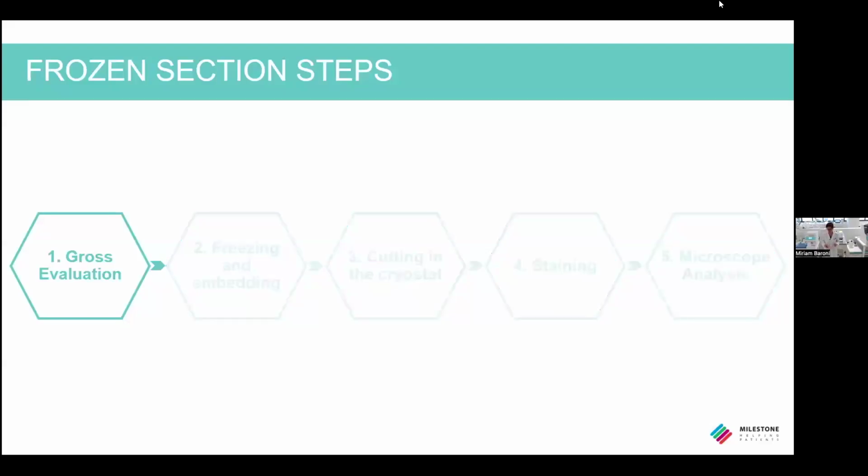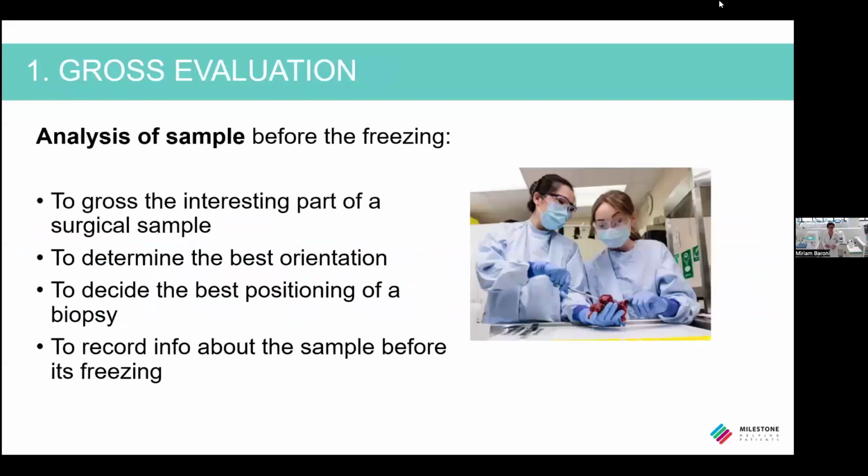Let's start with the first one, that is the gross evaluation. The gross evaluation is the visual inspection of a specimen, where the pathologist can touch, inspect, measure, and if necessary, gross the specimen. He can also determine its correct orientation, and it's possible to store information about the sample before its freezing.